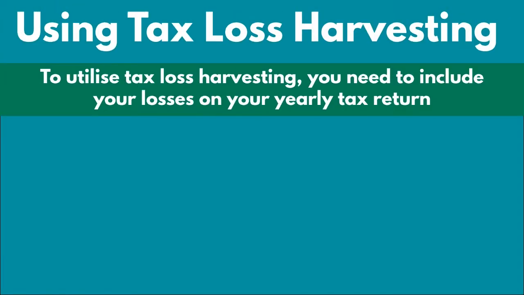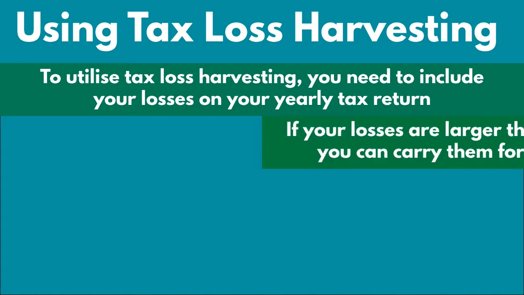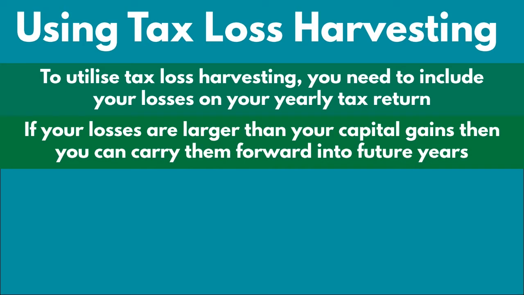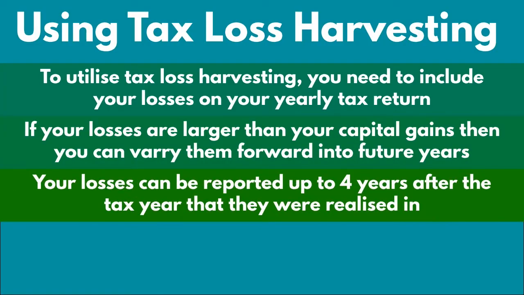If you want your losses to offset your capital gains, just as we did in the example before, then you just need to include them on your yearly tax return. If your losses are larger than the capital gains that you have realised, then these losses can be transferred over to future tax years. Also, if you don't have any capital gains to offset at all, you can still transfer these losses over into the future. The losses can be reported up to 4 years after the end of the tax year that you realised them in.